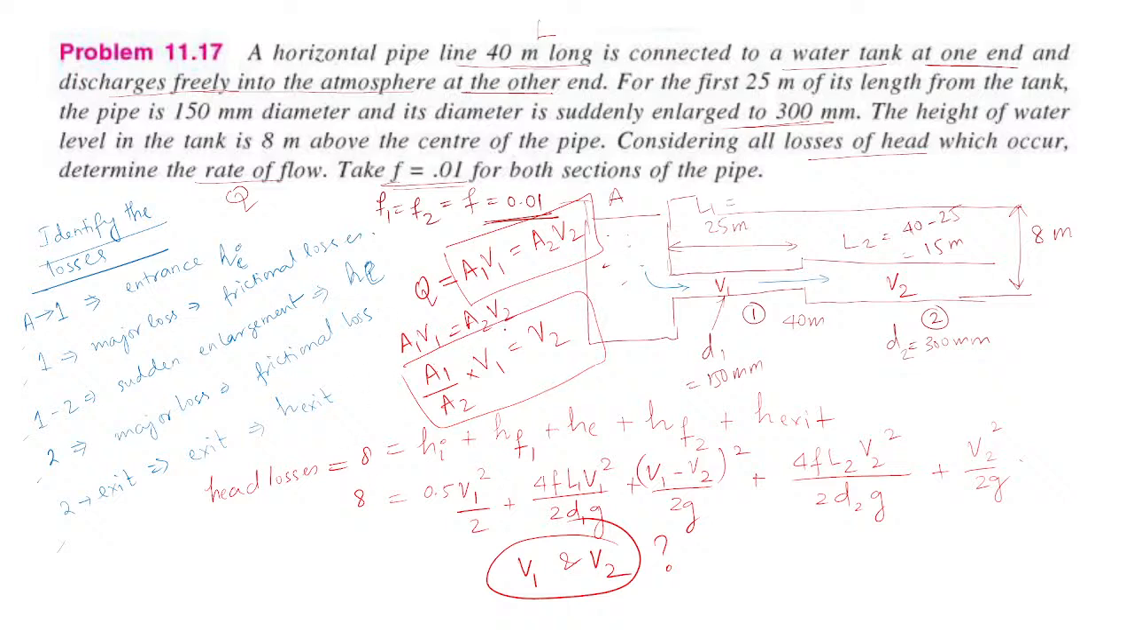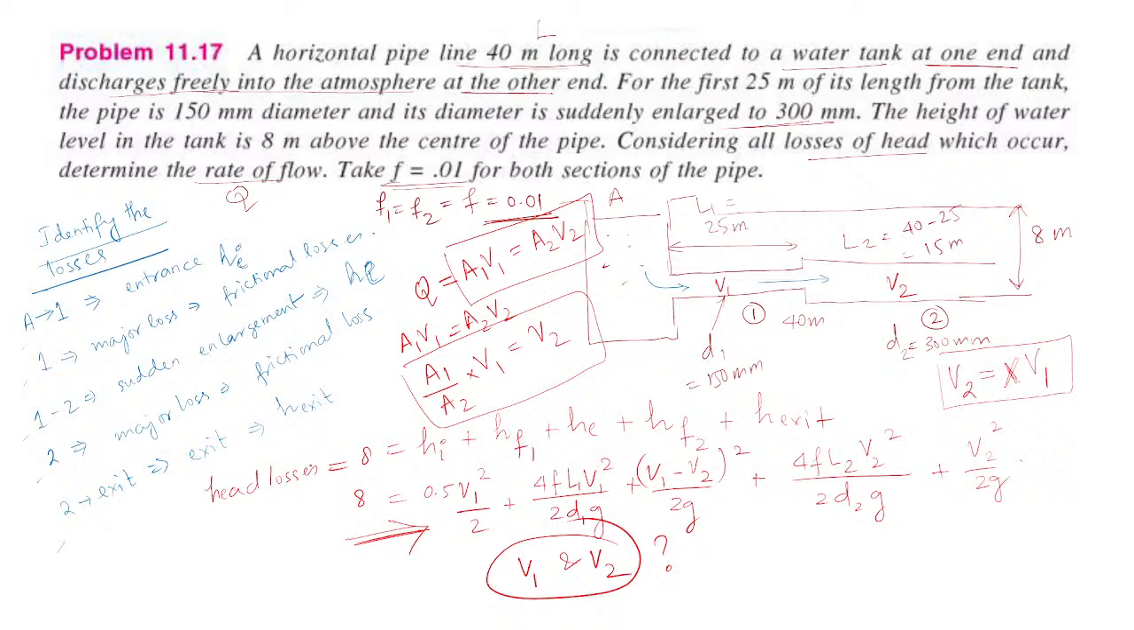right? So if I substitute the values of A1 and A2, I will get V2 as maybe some x term of V1. Some x value of V1 I will get. So in this equation, can I substitute the value of V2 as that some x value of V1?